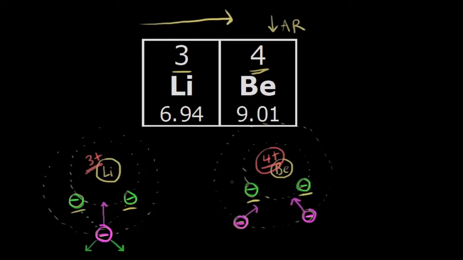So these electrons are pulled in even more, and because of that, you're going to get the beryllium atom being smaller than the lithium atom. Hence the trend. As you go across a period, you're always going to increase in the number of protons, and that increased pull is going to pull those outer electrons in closer, therefore decreasing the size of the atom. All right, let's look at ionic radius now.